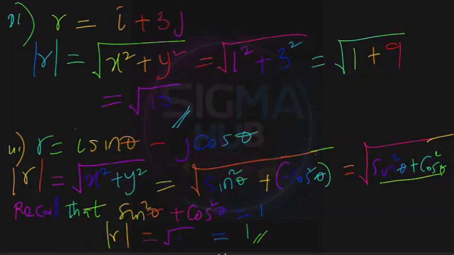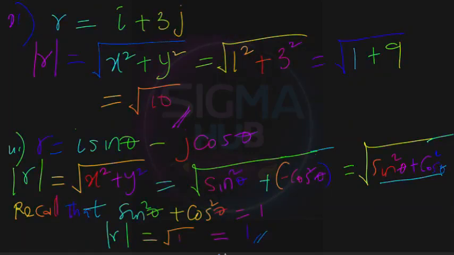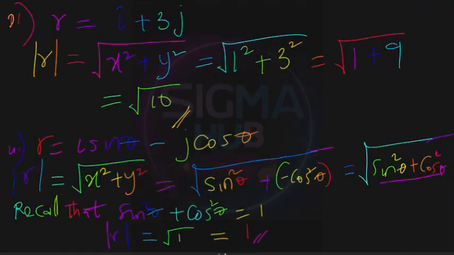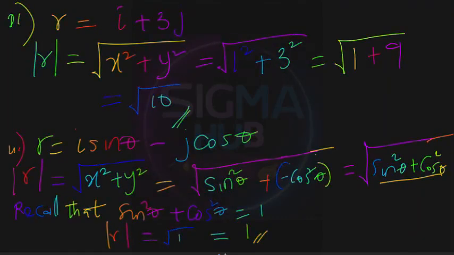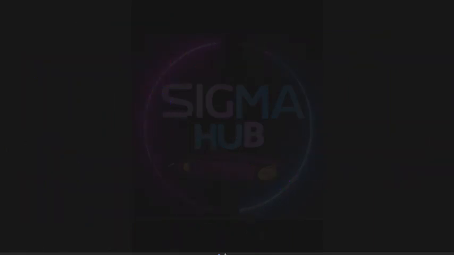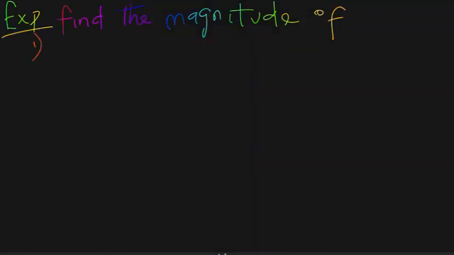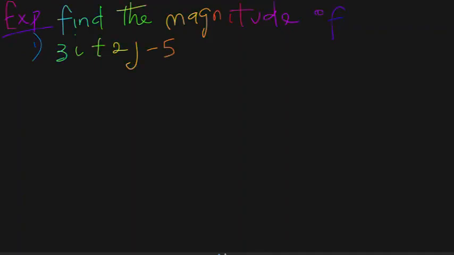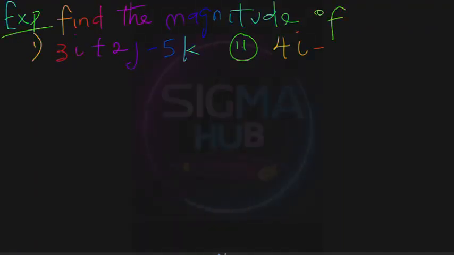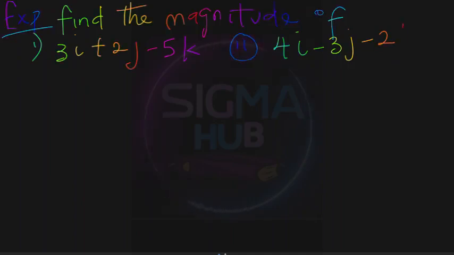So all these examples that we have just treated are just examples under 2 components. Now let's quickly look at a few examples under 3 components. Example. Now find the magnitude or the modulus of 1, 3i plus 2j minus 5k, and 2, 4i minus 3j minus 2k.